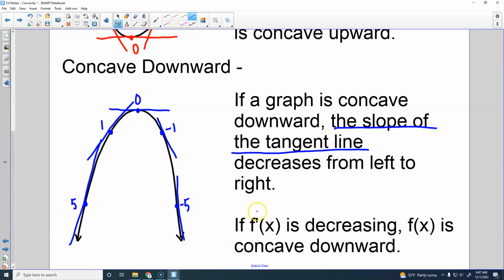So that means that the slope of the tangent line is f prime of x. If we know that f prime of x is decreasing, then we know f would be concave down.